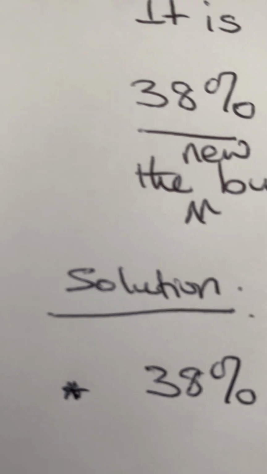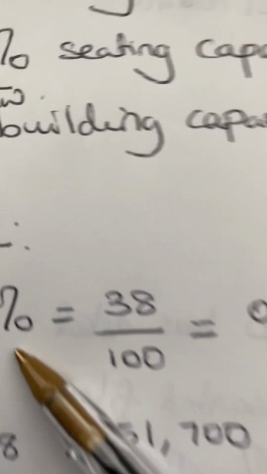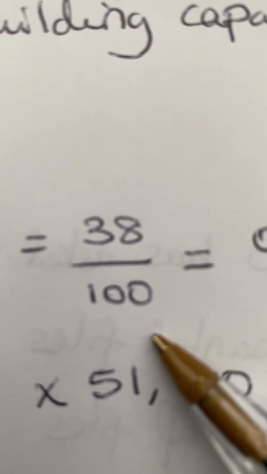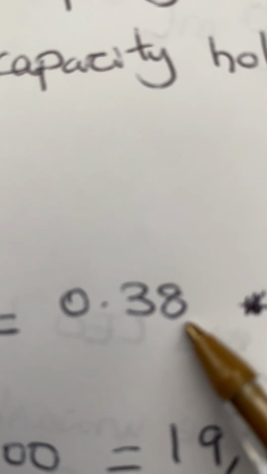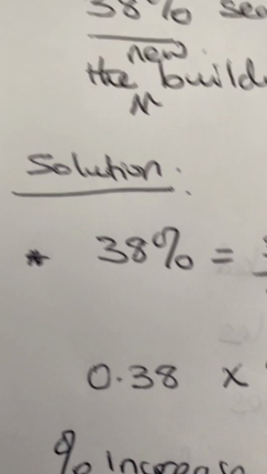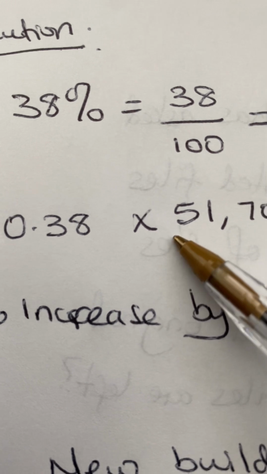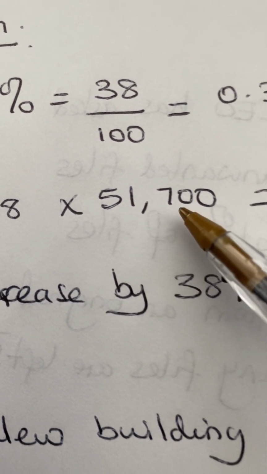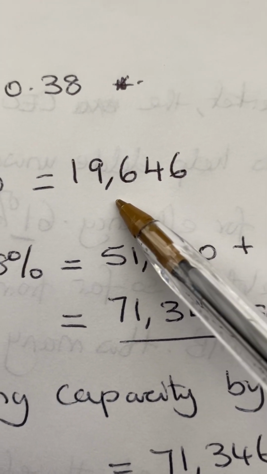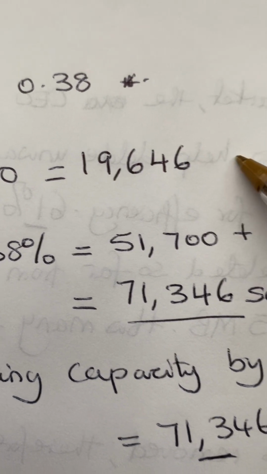So the solution, they are increasing it by 38%. We know that 38% is 38 out of 100. In decimal form it is 0.38. Now we multiply 0.38 by 51,700 seats, and that on the calculator will give us 19,646 seats.